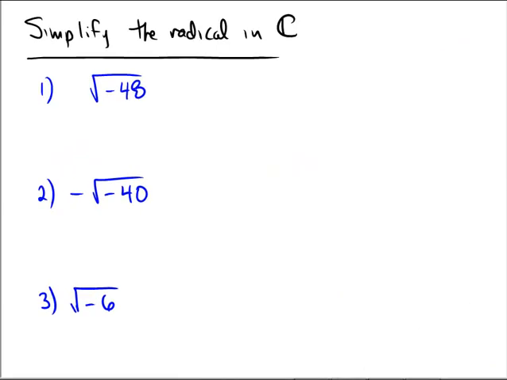Going to simplify these radicals, but now we're in the complex numbers because we have square roots of negatives. So we're going to have little i's floating around. Okay, first example, radical of negative 48.